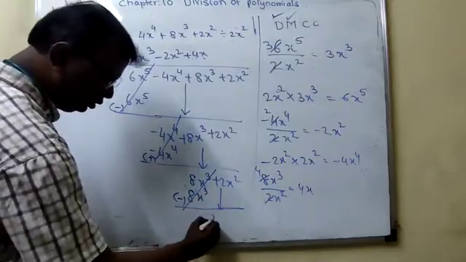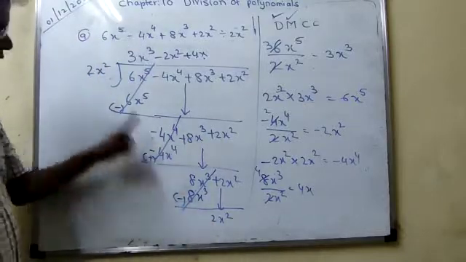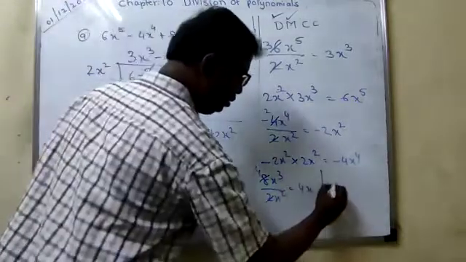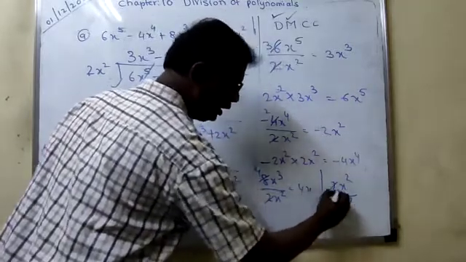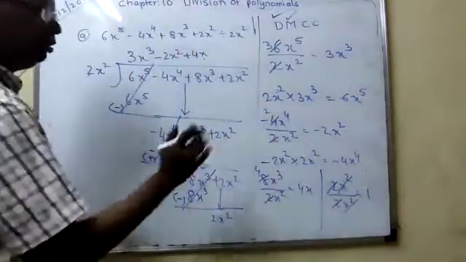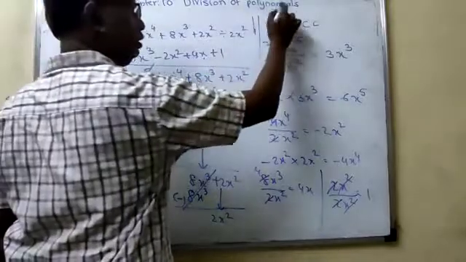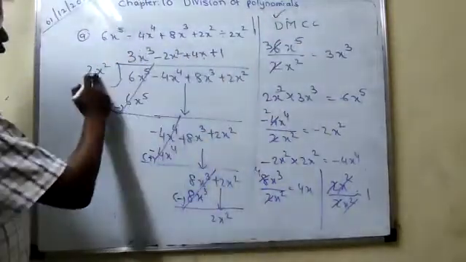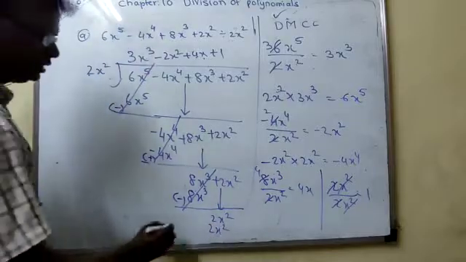Take the other term, 2x square. First term divided by first term. You can divide. That is 2x square divided by 2x square. 2 2 get cancelled. The answer is 1. X square cancels, nothing will come. What will remain? 1. That is plus 1. Divide over. Now multiply. 1 into 2x square is 2x square. Then change the sign.